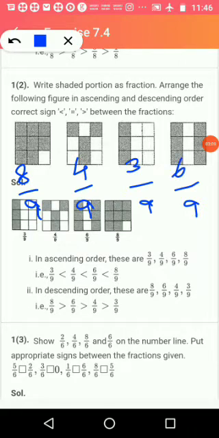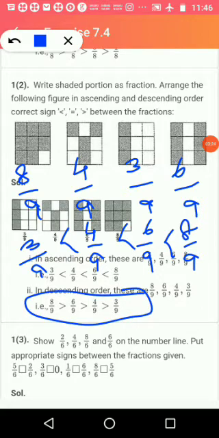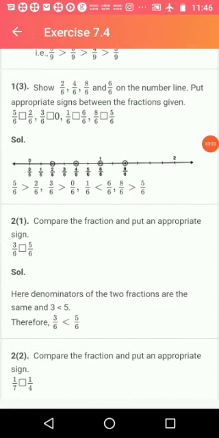So we need to compare the numerators alone. So 3 by 9 is less than 4 by 9, is less than 6 by 9, is less than 8 by 9. The opposite is the descending order, as you see here: 8 by 9 greater than 6 by 9, greater than 4 by 9, greater than 3 by 9. Okay. Next question, the third part.